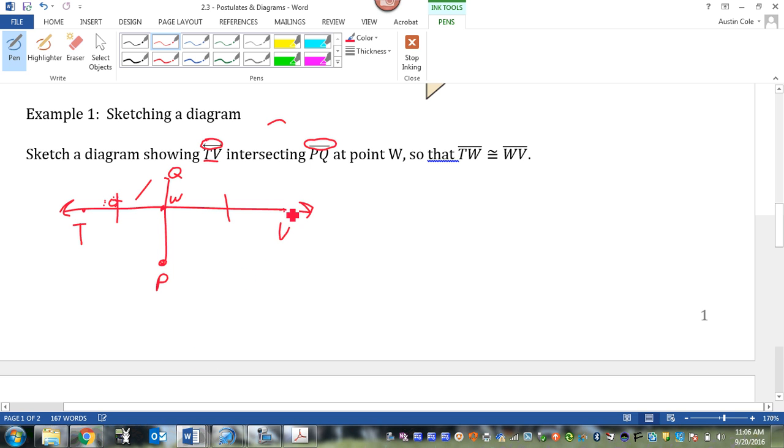Okay. So at this point, you have TB, which is a line, and it's being intersected by PQ, which is a segment. And then it says so that TW is congruent to WV. We have tick marks here to show that those are congruent segments. Okay, you got questions? No, we know.